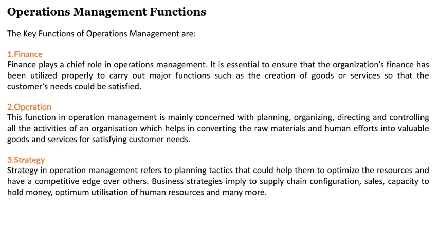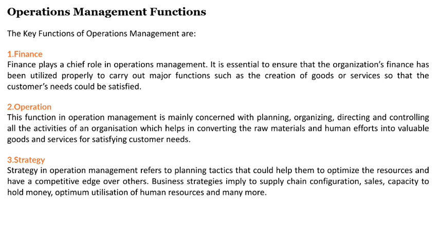Now we see the different operations management functions. Overall we have 7 functions. The first one being finance. Of course you know, we need proper funds for any product or good to be satisfied, right? Finance plays an important role in operations management. It is essential to ensure that organizational finance has been utilized properly to carry out major functions such as creation of goods or services. Second one being operations.